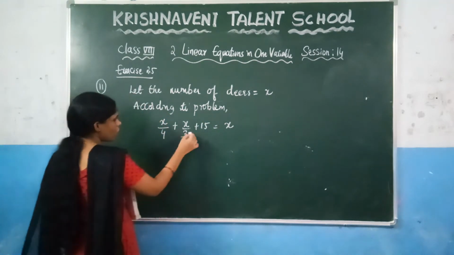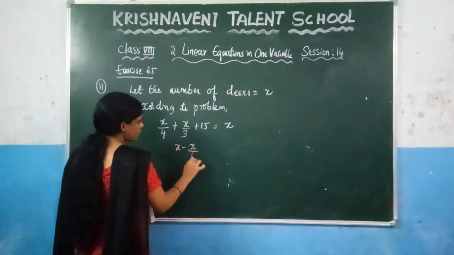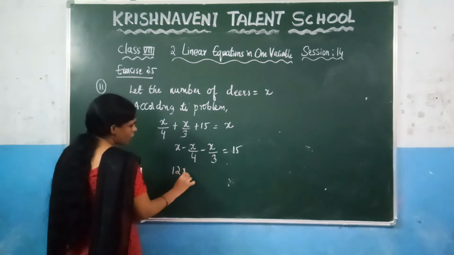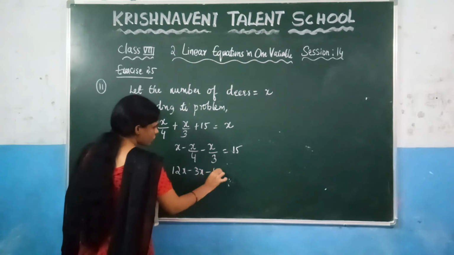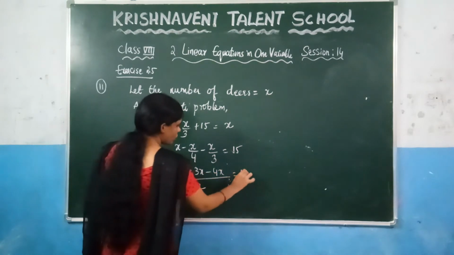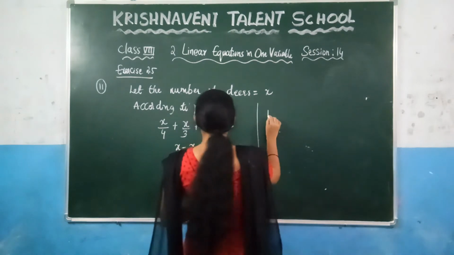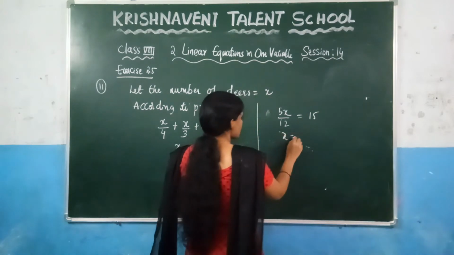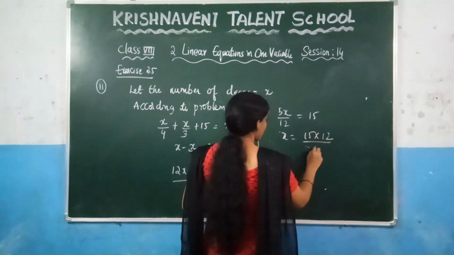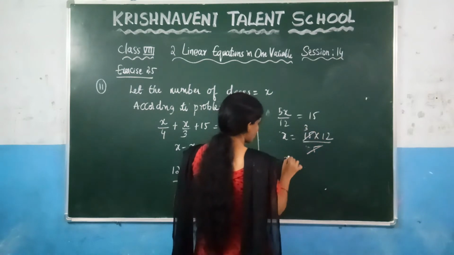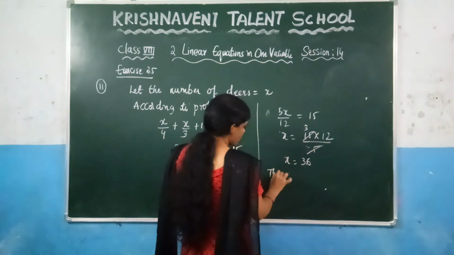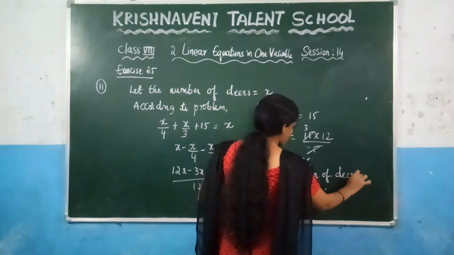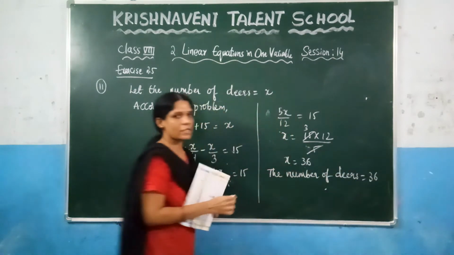Now take all the x values to one side. You will get x minus x by 4 minus x by 3 is equal to 15. So you get 12x minus 3x minus 4x by 12 is equal to 15. Here, 5x by 12 is equal to 15. x is equal to 15 into 12 by 5. 5 3s are 15, so the value of x is 36. So write it here, the number of deer is equal to 36. Like this you can find.